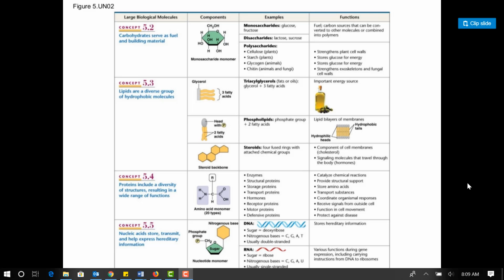The title is still the structure and function of large biological molecules. Yeah, so we're finishing chapter 5.